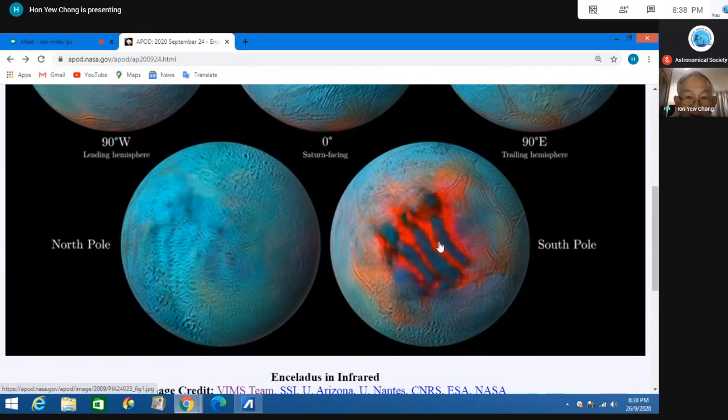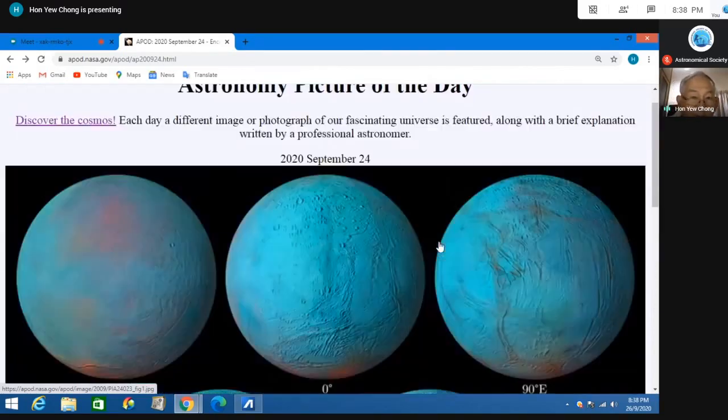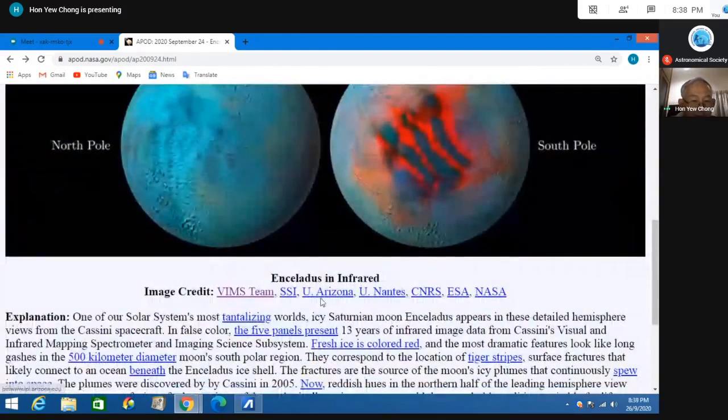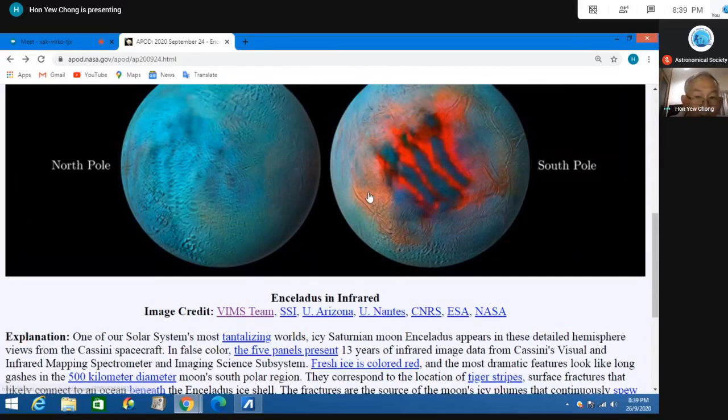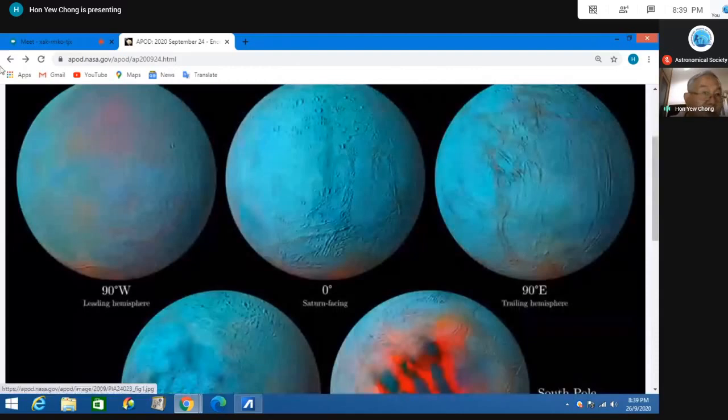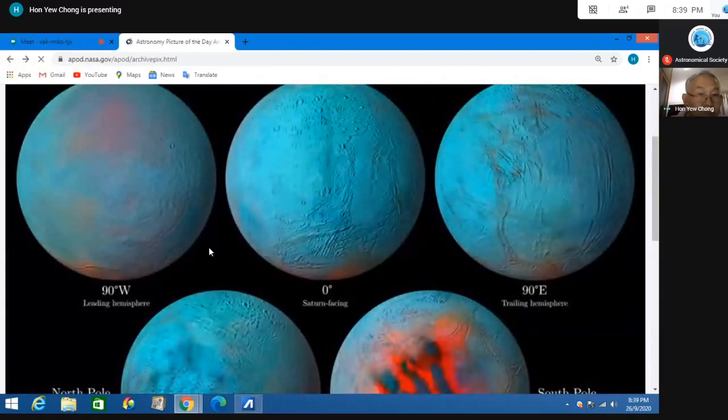All right. So you can see that this is Enceladus taken in infrared. A lot of information here. Infrared means what? A wavelength that is longer than red. Remember, you have the blue, the green, the yellow, the red, and beyond the red, the longer wavelength will be infrared. All right, like this. So you see a lot of features of Enceladus in infrared. The next picture.